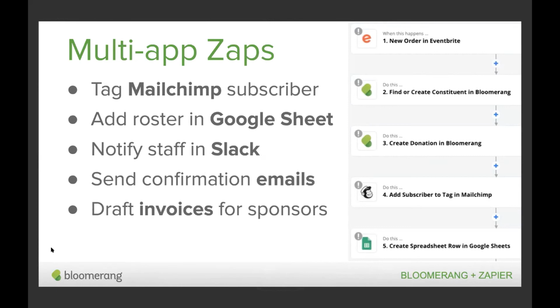In addition to the core Eventbrite setup, you could also tag subscribers in MailChimp as registered and attended for communications to your event roster. You could add registrants to a real-time roster report in Google Sheets, notify staff of new registrations in Slack. You can send custom confirmation emails to each registrant and draft invoices in QuickBooks Online for registrations that are sponsorships, all within the same integration workflow. It is hard to overemphasize how powerful this tool can be when we consider multi-app automation in Zapier.